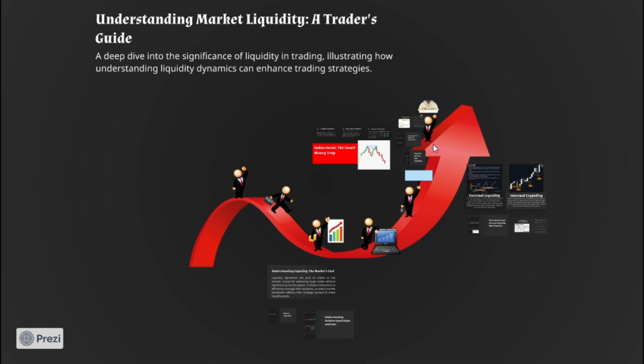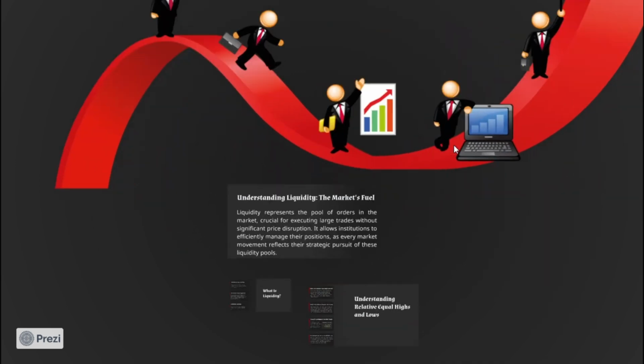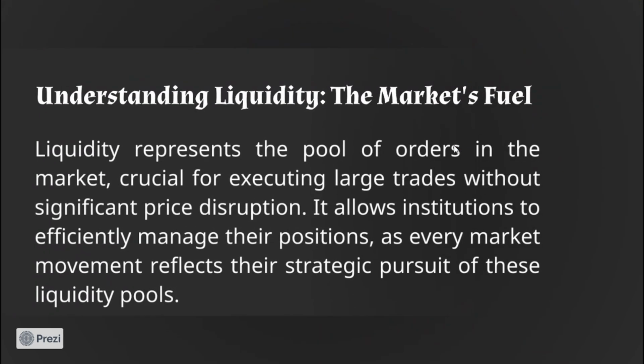So we are going to check on how to understand market liquidity using the ICT and SMC concepts. So what is liquidity? Liquidity represents the pool of orders in the market, crucial for executing large trades without significant price disruption. It allows institutions to efficiently manage their positions, as every market movement reflects their strategic pursuit of these liquidity pools.